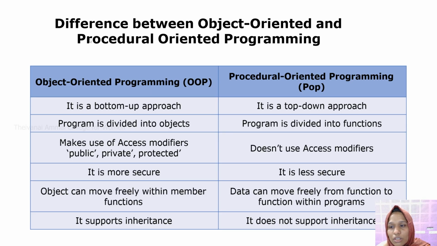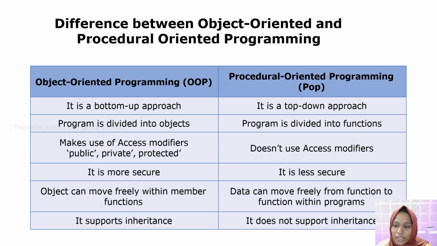Today we see the difference between object-oriented and procedural-oriented programming. Object-oriented programming is a bottom-up approach, and procedural-oriented programming is a top-down approach. We will compare OOP and procedural-oriented programming.